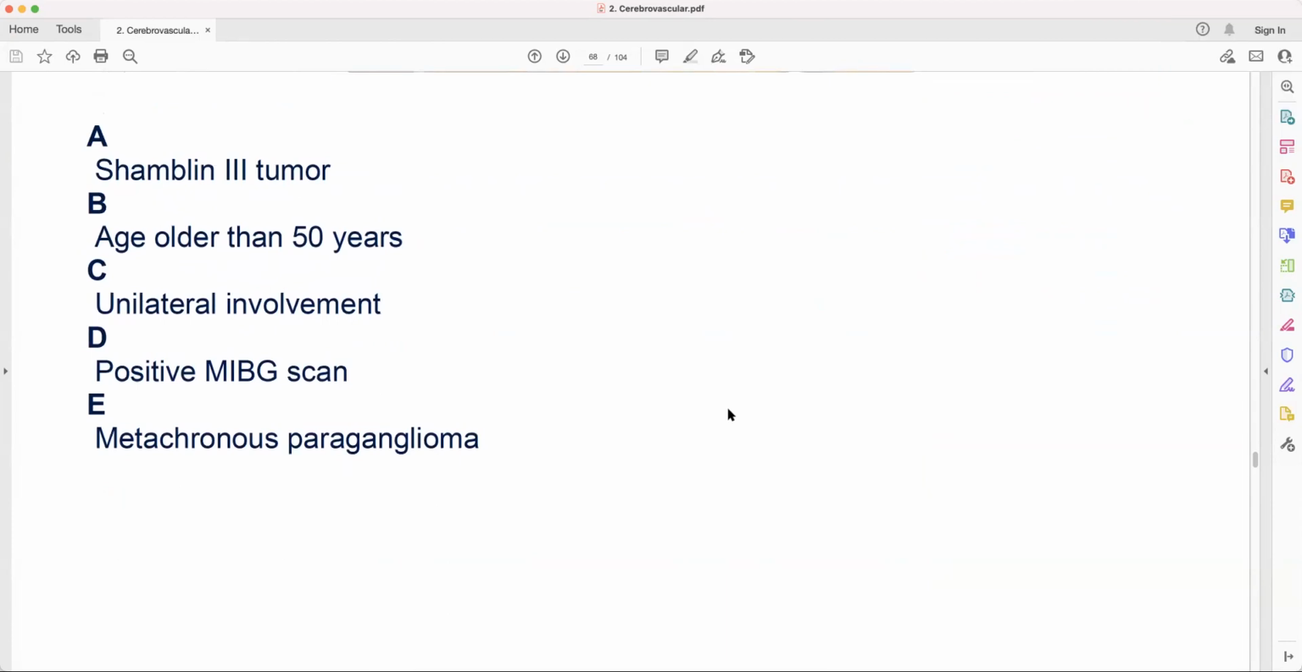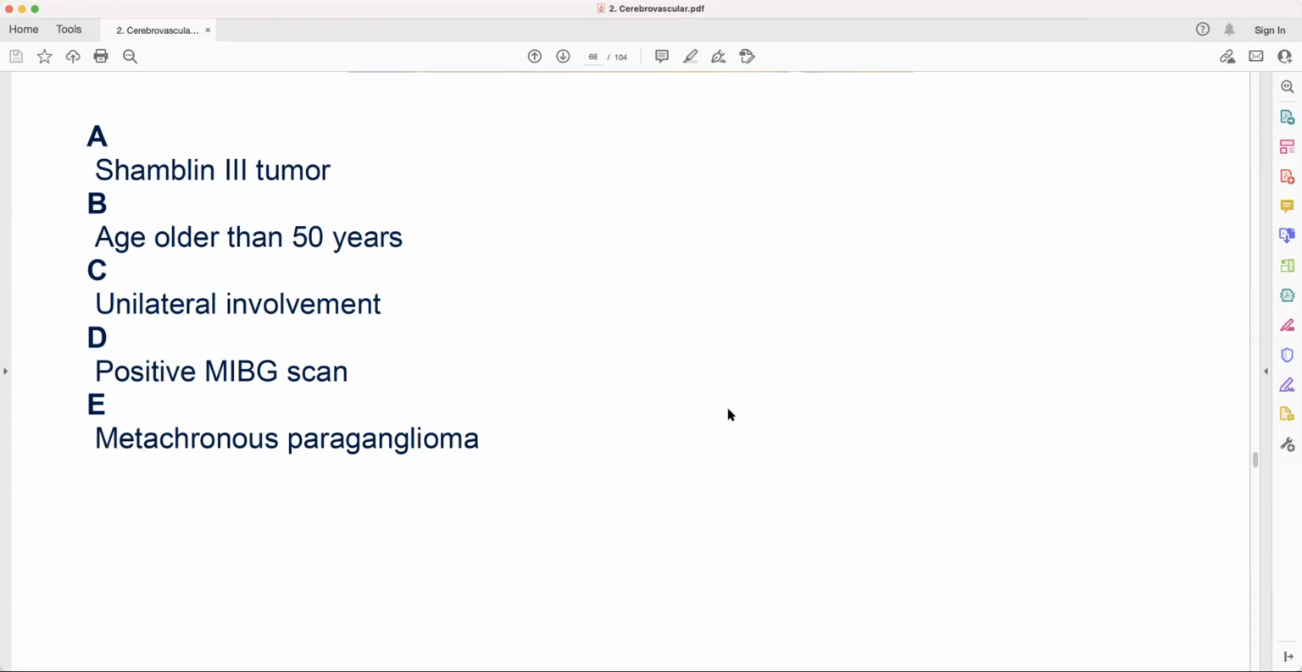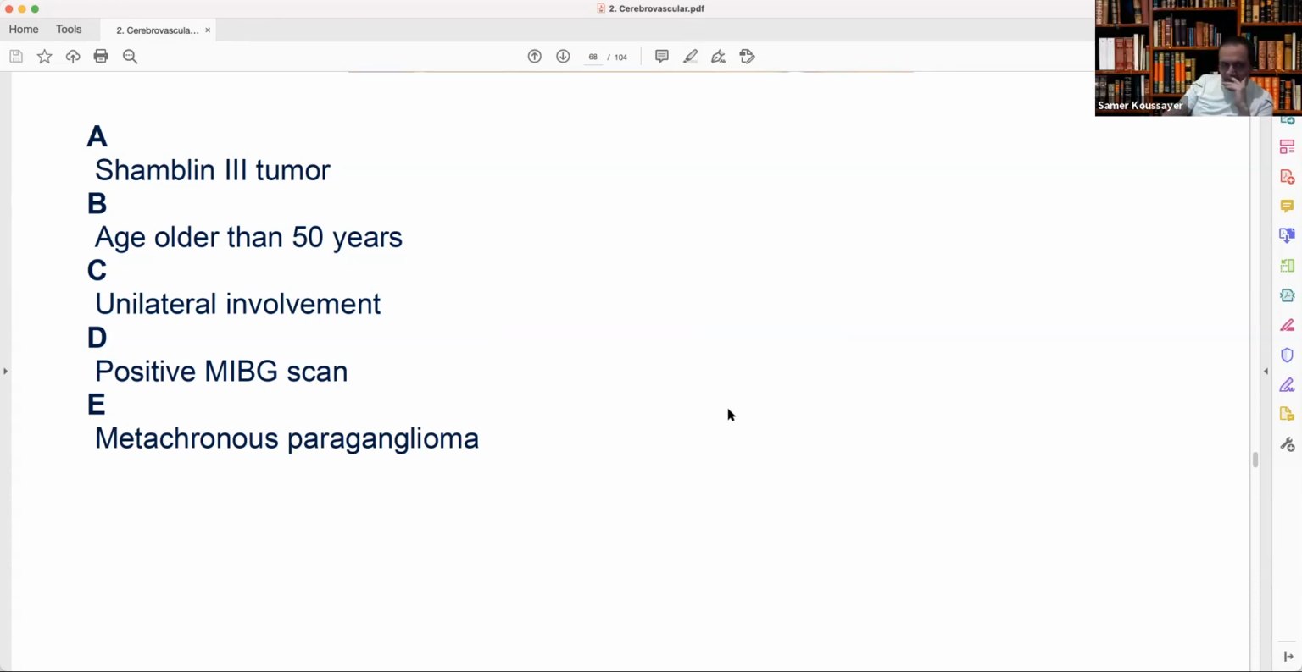Let's start with the first one. Sam, Shamblin 3 tumor. So Shamblin 3 tumor is related to the location, right? It has nothing to do with single or bilateral or something. So already it's not a guideline for the genetic workup, right?